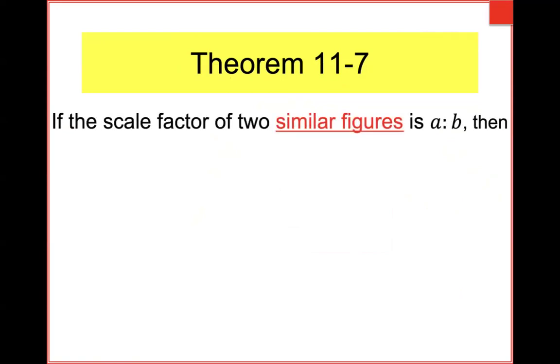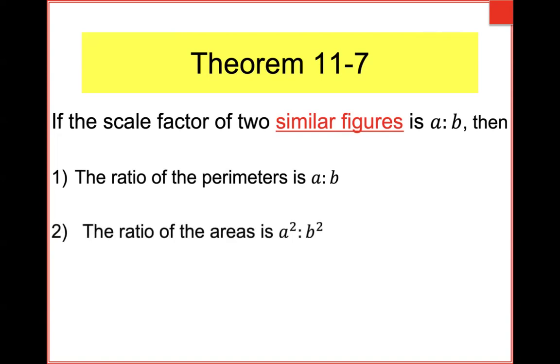If the scale factor of two similar figures is a to b, then the ratio of their perimeters will also be a to b. We figured that out. The first one was 3 to 5. That was the scale factor. Well, that was also the ratio of their areas, whether it was same heights or same bases. We still got 3 to 5 or 5 to 3, depending upon which two triangles we picked. The ratio of their areas, though, we figured out was the scale factor squared. In other words, a squared to b squared, right? That's the scale factor squared. So that's theorem 11.7. Go ahead and write that one down.